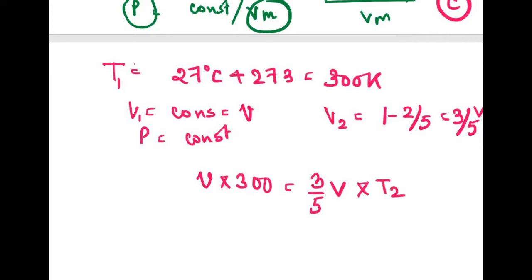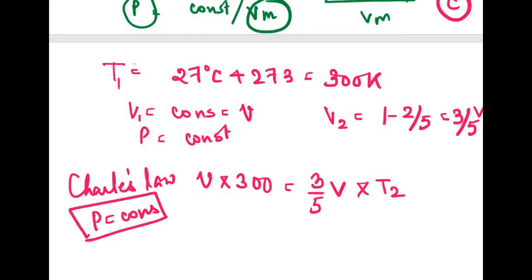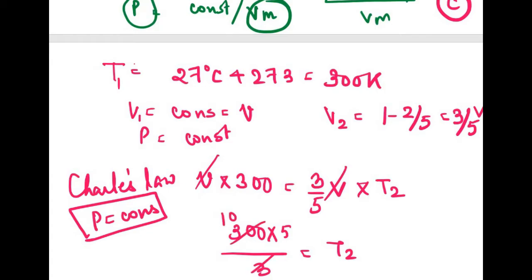Why have we used this equation? This is Charles' law equation, where we say that pressure is constant, and that is already mentioned in the question. So we can use Charles' law. So V gets cancelled. 300 into 5 by 3 equal to T2. This should come out to be 500 Kelvin.